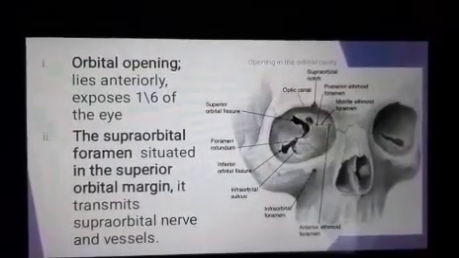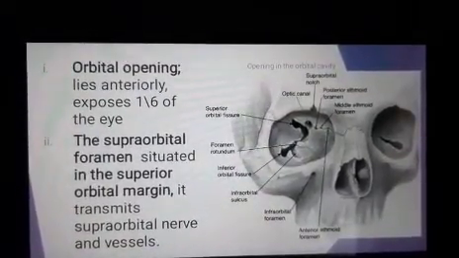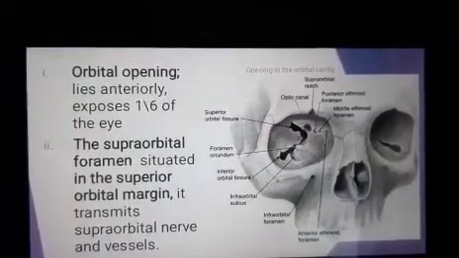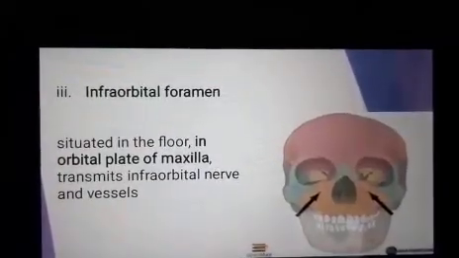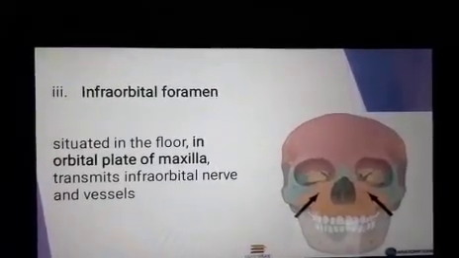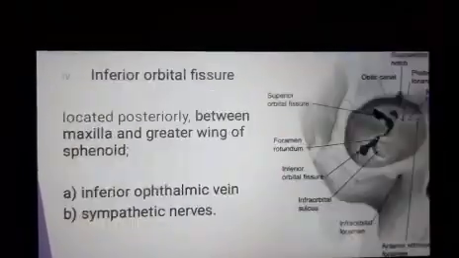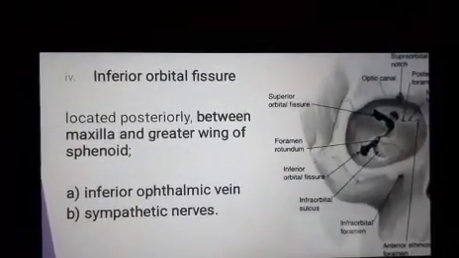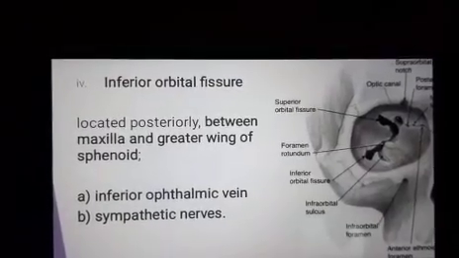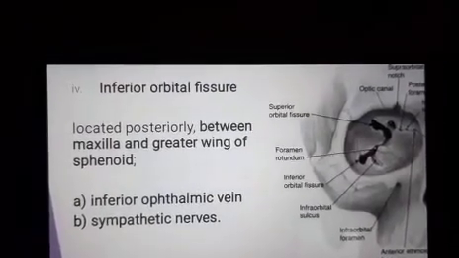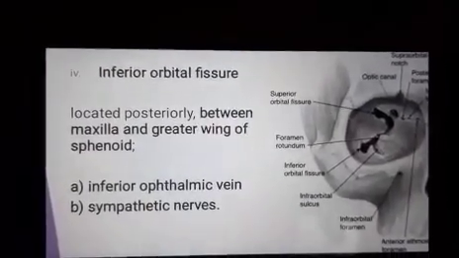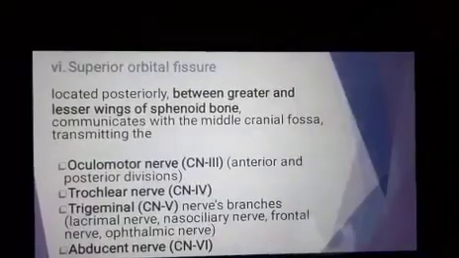The supraorbital foramen is located in the superior orbital margin and it transmits the supraorbital nerve and vessel. Then we have the infraorbital foramen, which is located in the orbital plate of maxilla. It transmits the infraorbital nerve and vessel. Then we have the inferior orbital fissure. It is located posteriorly between the maxilla and greater wing of sphenoid. It transmits the inferior ophthalmic vein and sympathetic nerve.